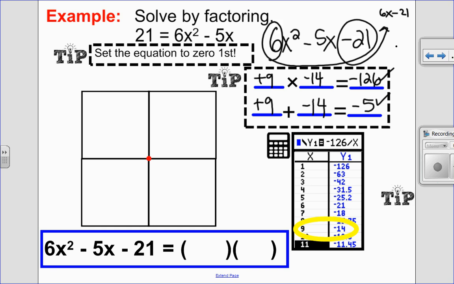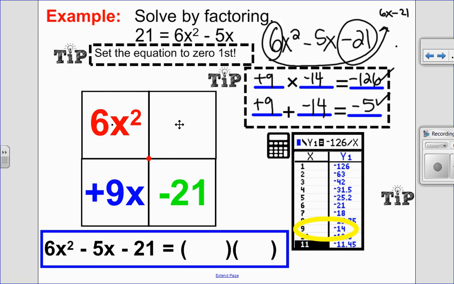Okay, so let's set it up in our grid. So first thing first, our first number goes here. So this would be 6x squared. Our last number, negative 21, goes here. And then our factors in any order. Doesn't matter which order that you put them in. So 9x and negative 14x.